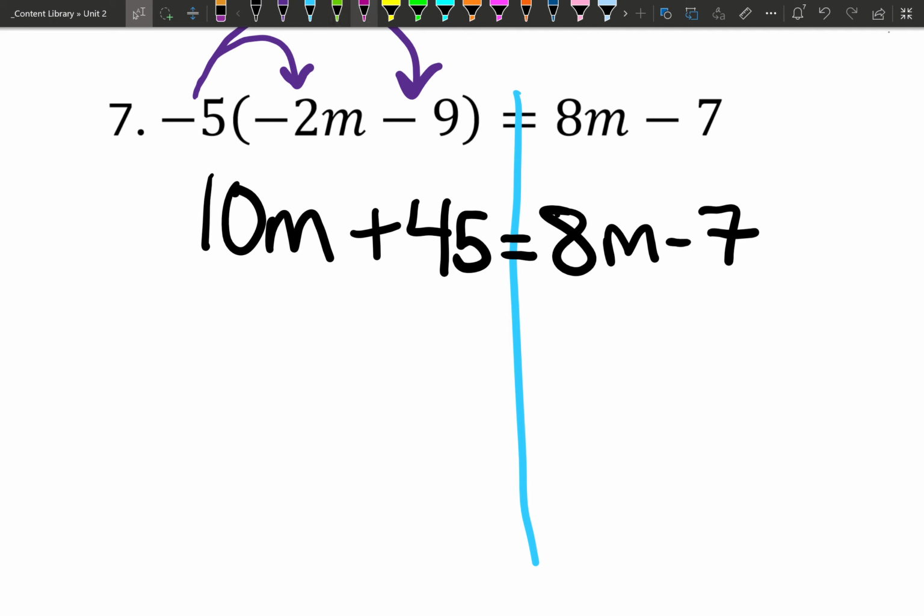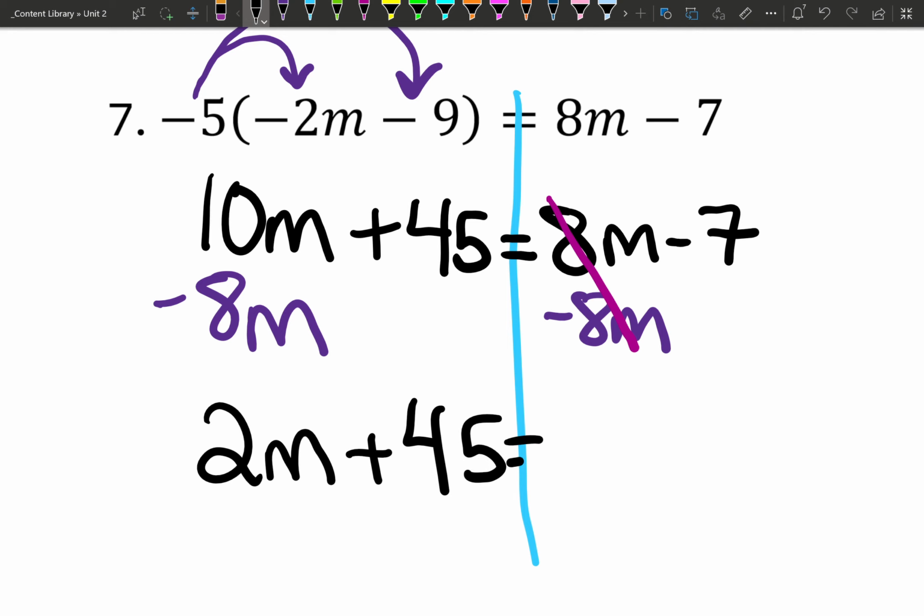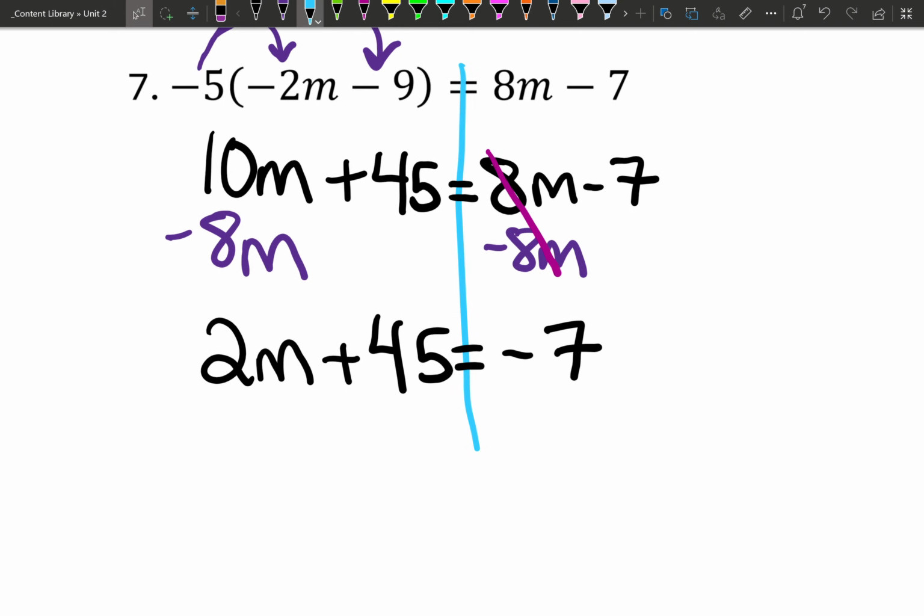I'm going to start by subtracting 8m from both sides, because that's the smaller m. On the right, they cancel. Perfect. On the left, 10m's minus 8m's is 2m's plus 45 equals negative 7. Be very careful. Don't lose that negative. It's so easy to lose it.